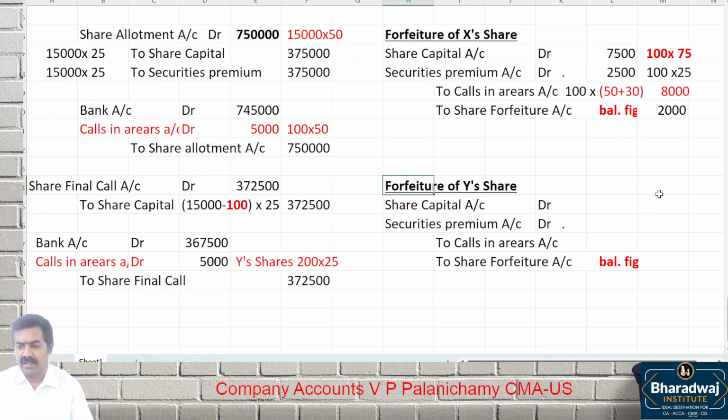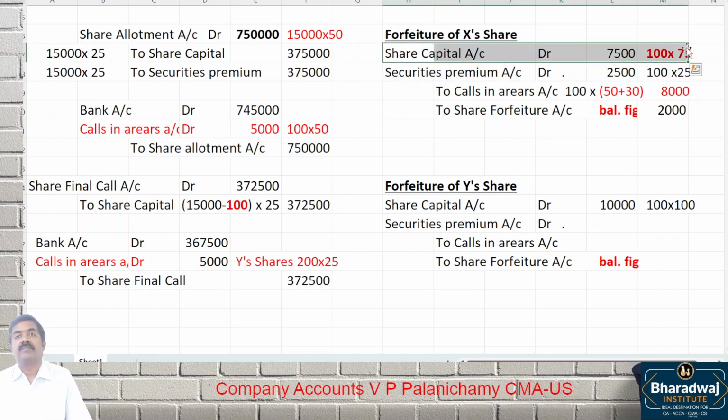After final call. So 100 into 100 we can put. Why 100 into 100? It is fully called up. What do you mean by fully called up? Application, allotment, first call, final call, all the things are over. So 100 into 100 face value, how much will it be? 10,000.